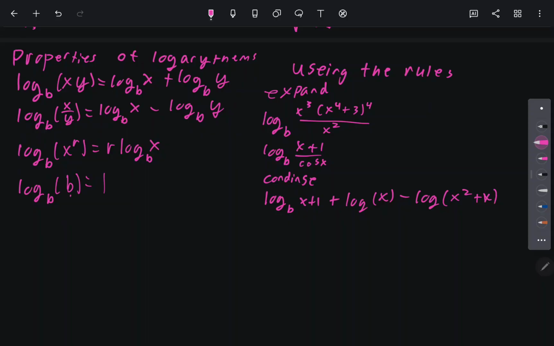Let's see. I'll give you a moment. If you want, you can try to expand this out yourself, but I will do it. Take your time, and I'll be back in just a moment.